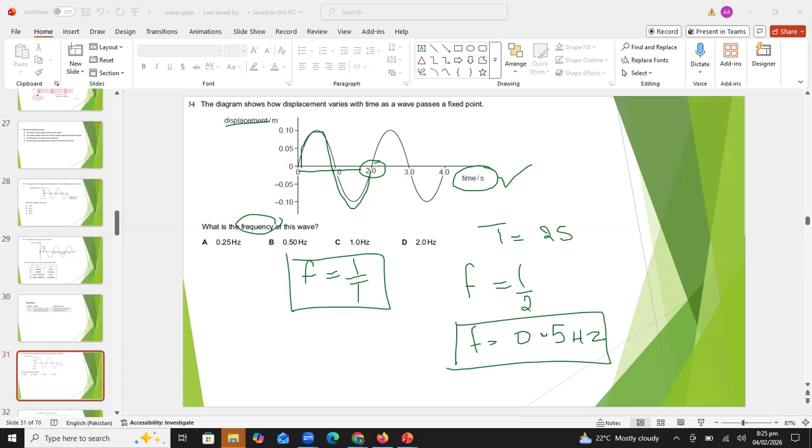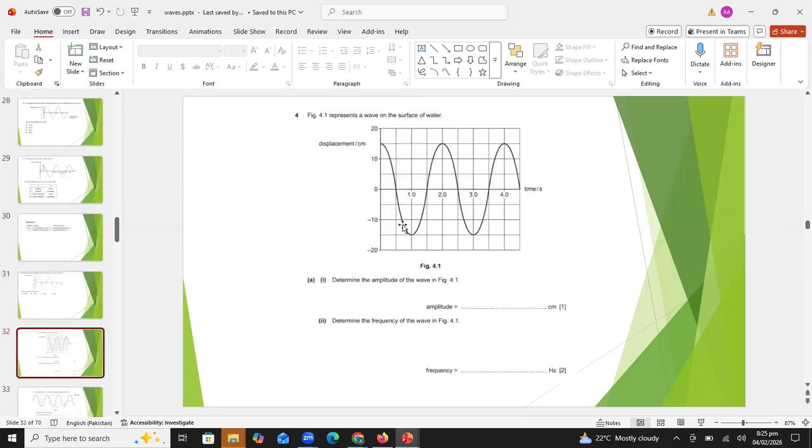Alright. Now I am moving towards the next question. The next question is from the theory paper. In question number 4, they are saying figure 4.1 represents a wave on the surface of water. So you can see on the surface of water, transverse waves are formed. On the x-axis, time is given. On the y-axis, displacement is given. Now they are asking to determine the amplitude of the wave.